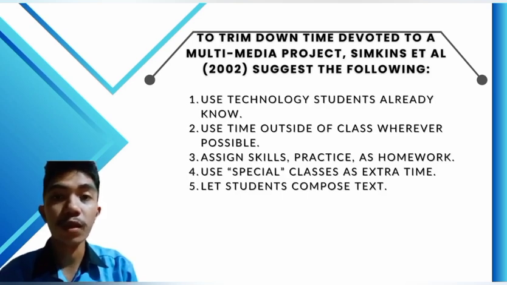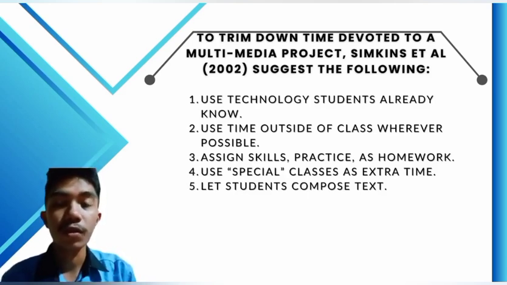So the first one is use technology students already know. Second, use time outside of class wherever possible. Third, assign skills practice as homework. Fourth, use special classes as extra time. Lastly, let students compose text.